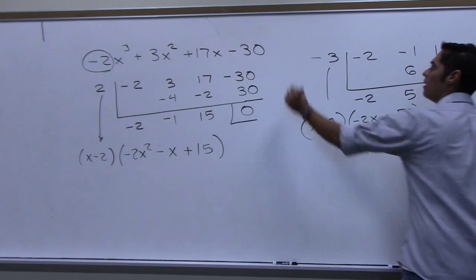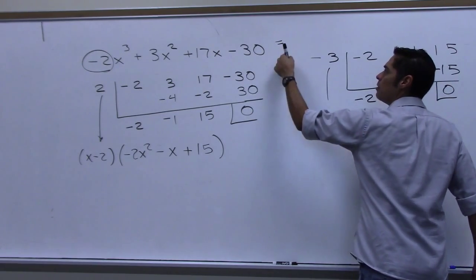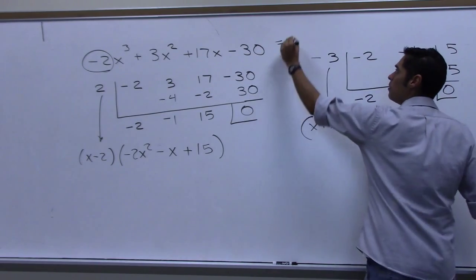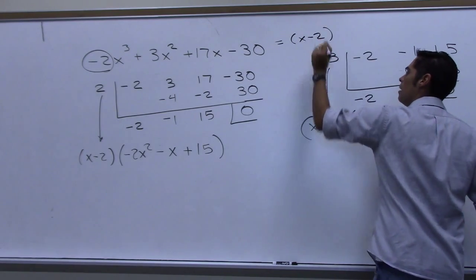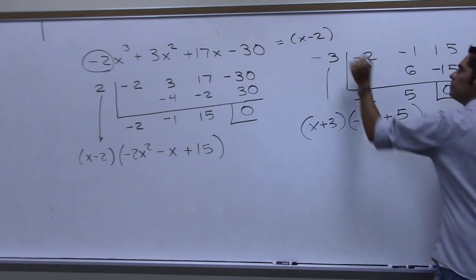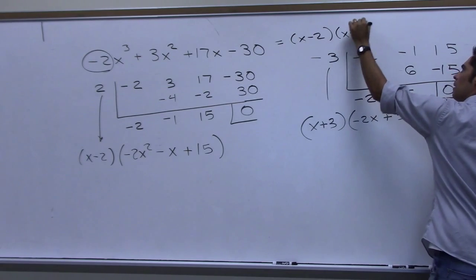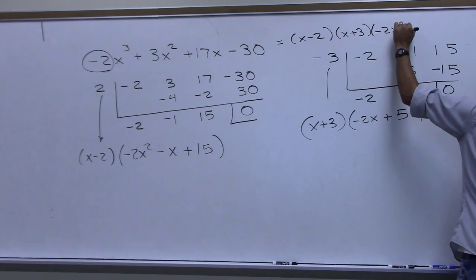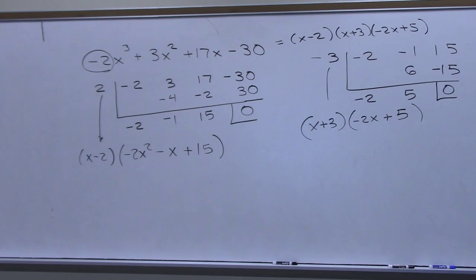So can we write our final answer up here? This is equal to, we had originally pulled out an x minus 2, right? And then we had these two pieces right here. All right. Okay?